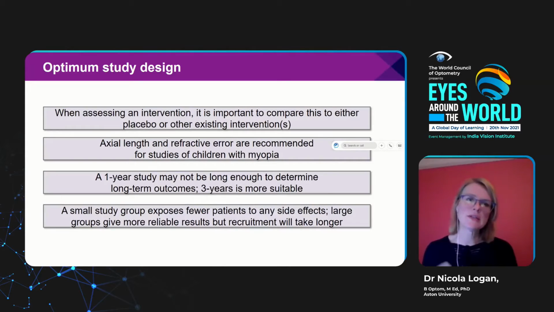In terms of study group or study numbers, if it's a new intervention, there are always risks alongside it. So a small study number will expose fewer patients to any side effects. But on the other hand, a large group will give us more reliable results, but it takes longer to recruit and longer to manage. So it's a trade-off between those two. And any well-designed study will typically work out a sample size calculation and report that within the study itself.